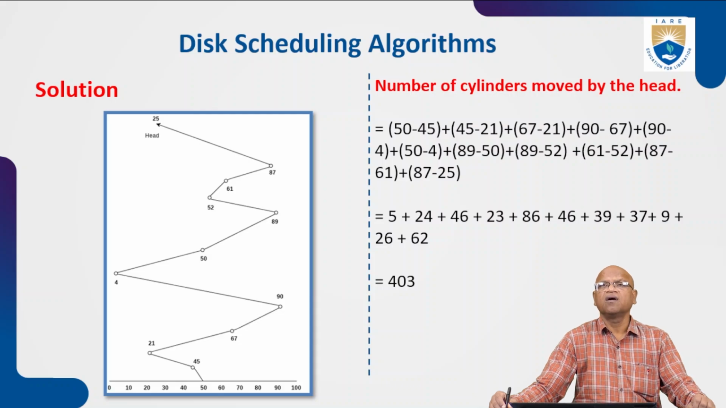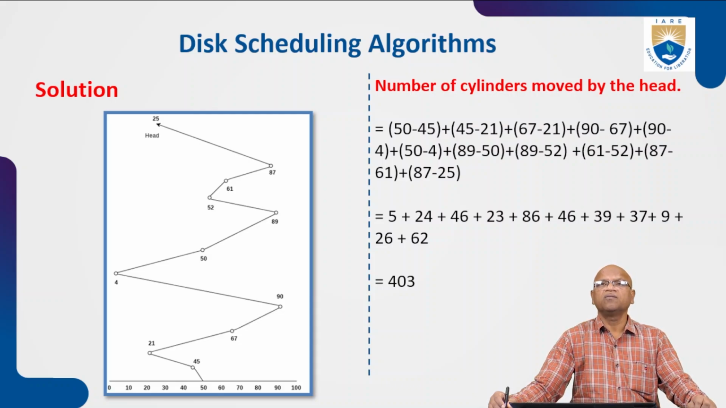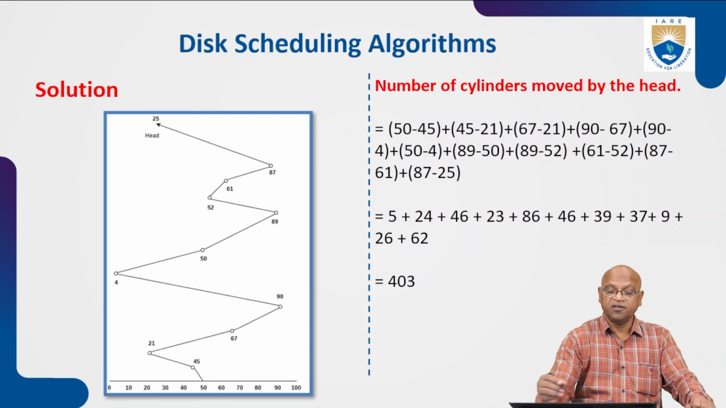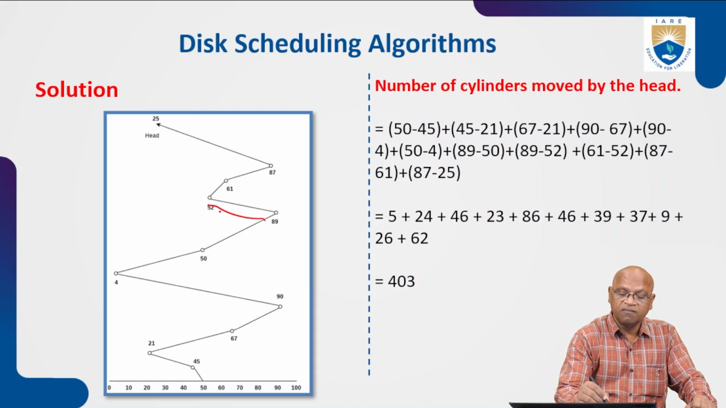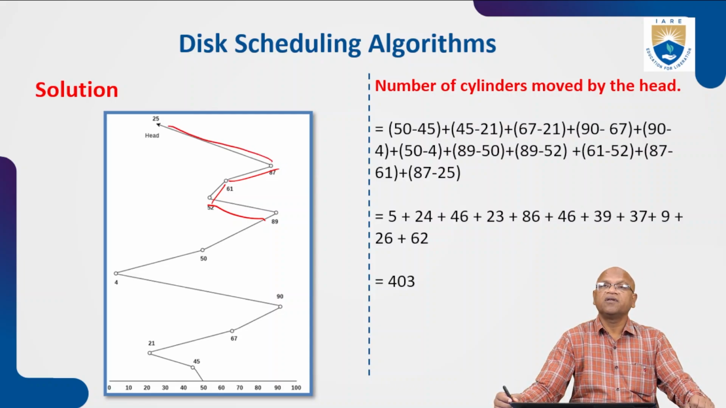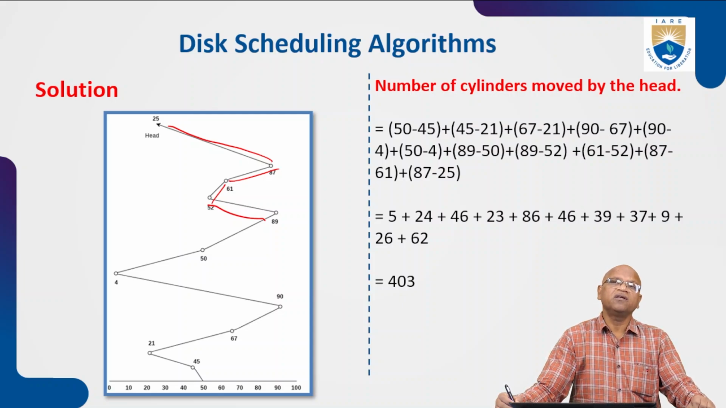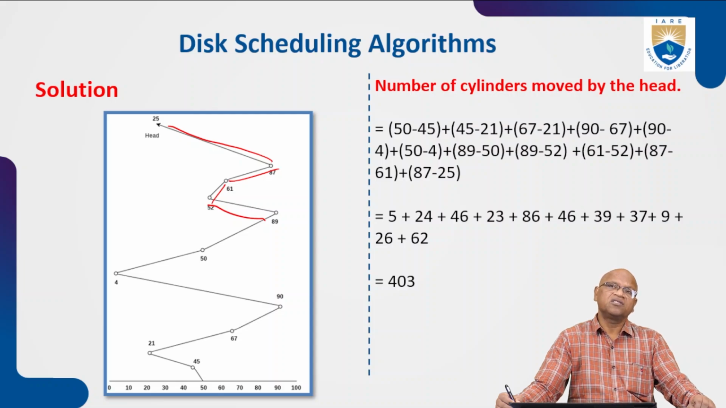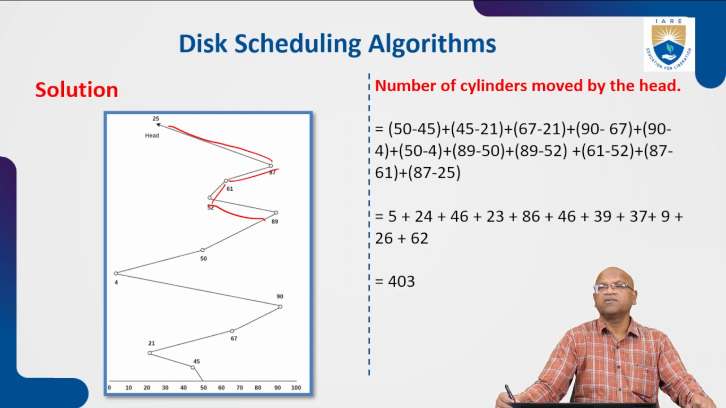Then from 4 to 50, so 50 minus 4. From 50 it moved to 89, so 89 minus 50. From 89 it moved to 52, like this. From 59 it moved to 61, from 61 to 80, again 87, and from there again to 25. So each time we subtract from the current location to find how many jumps, how many tracks or cylinders it moved. So that's what we will do.